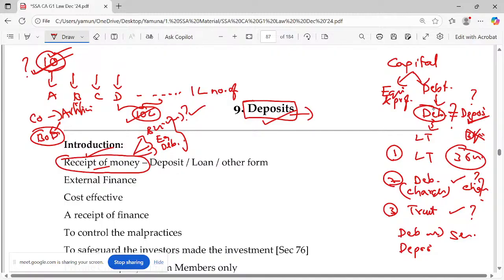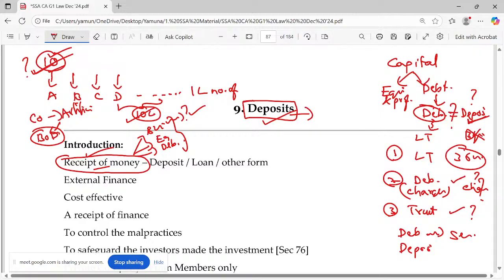Is the company completing the business? Is the company completing the service? If the company is not completing the business or the service in that financial year, we say 365 days is the time. If the company is not finishing the service, or is not delivering the goods in case of goods, then it will be treated as deposits.